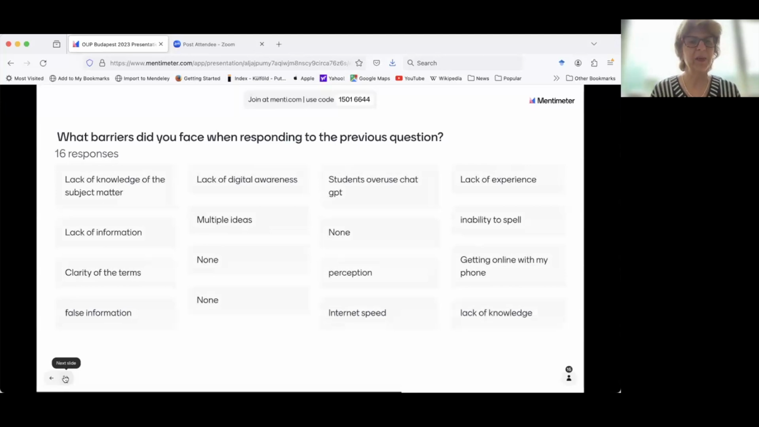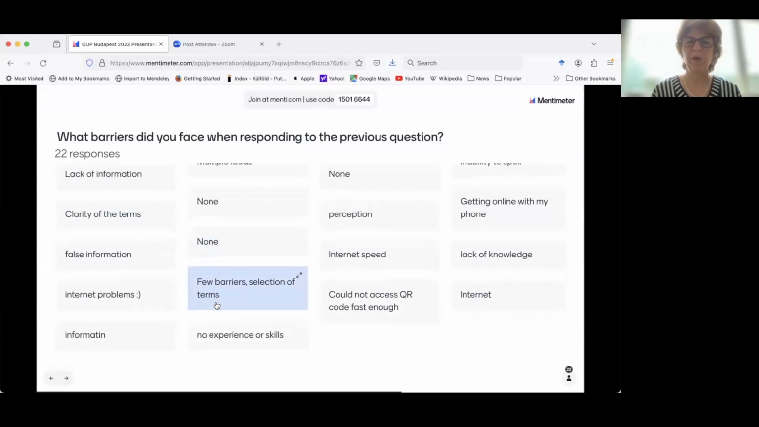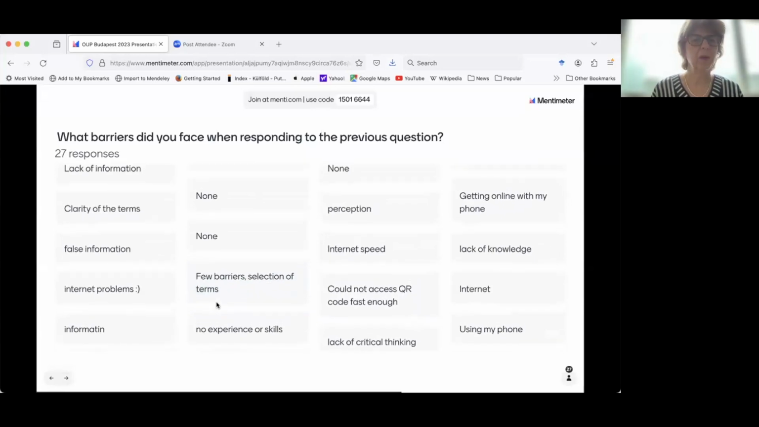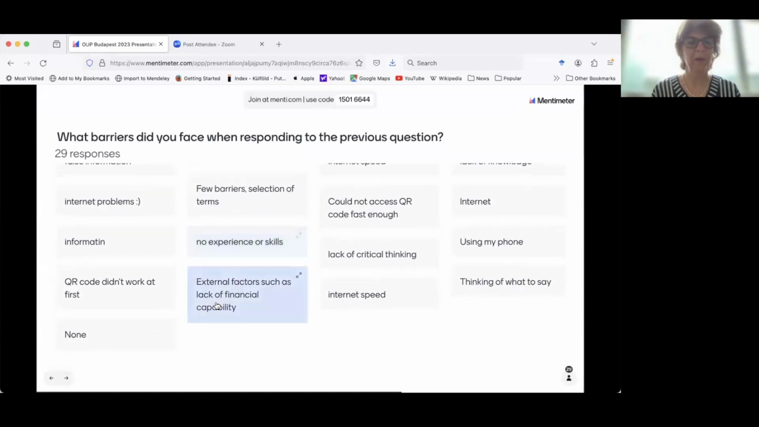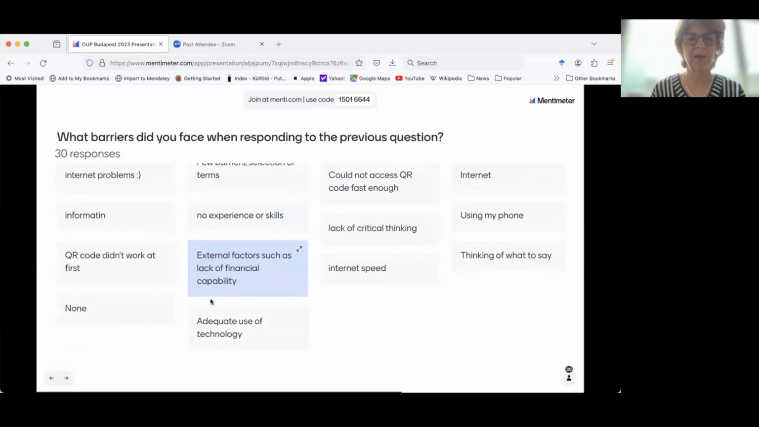Maybe your internet speed, maybe you're not really understanding exactly what you were supposed to be doing, getting online with your phone, couldn't access the QR code fast enough. Internet problems, right? So there were quite a few issues here, or there might have been, depending on where you are, and also because it's a plenary session, so I didn't have a lot of time to wait for everybody to join. Maybe this was the first time you have used Mentimeter. It took you time to find your way, right?